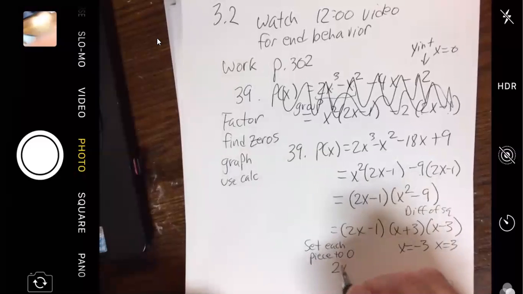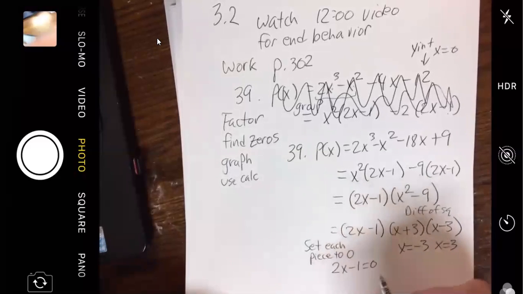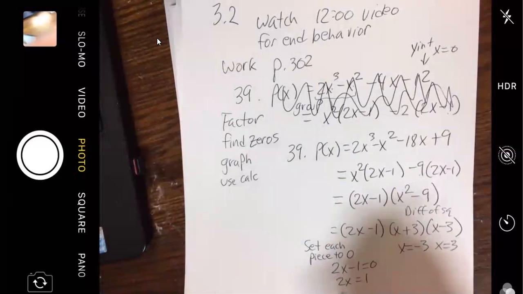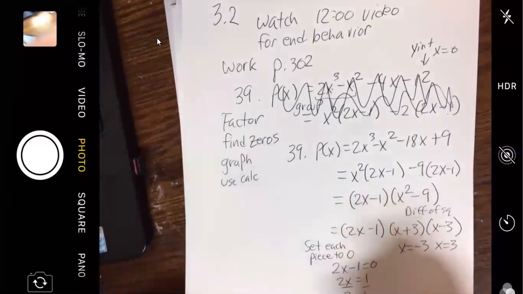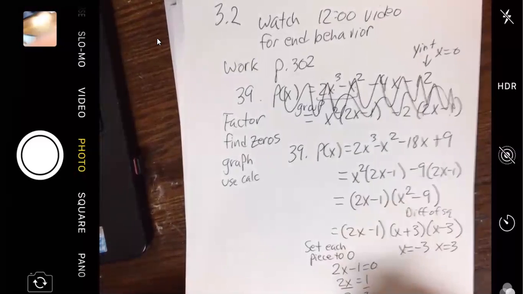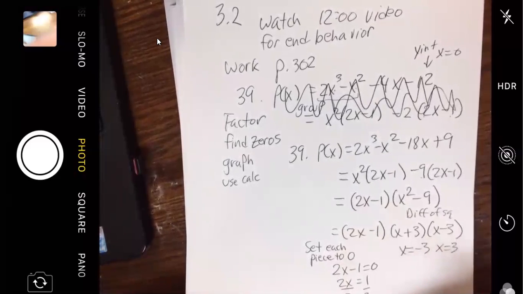You'd have 2x minus 1 equals 0, so 2x equals 1. See over here, you're doing the same thing, but you got plain x, so you're done. But you're going to divide by 2. So x equals 1/2. x equals -3. x equals 3. These are zeros, the zeros of p of x.